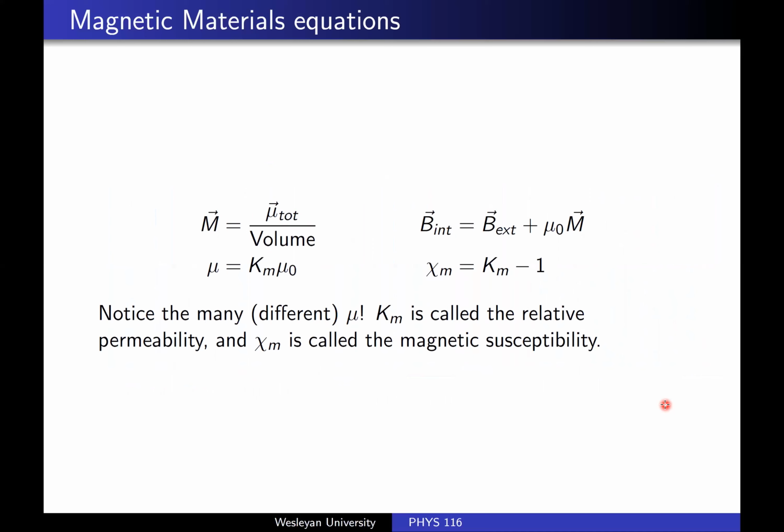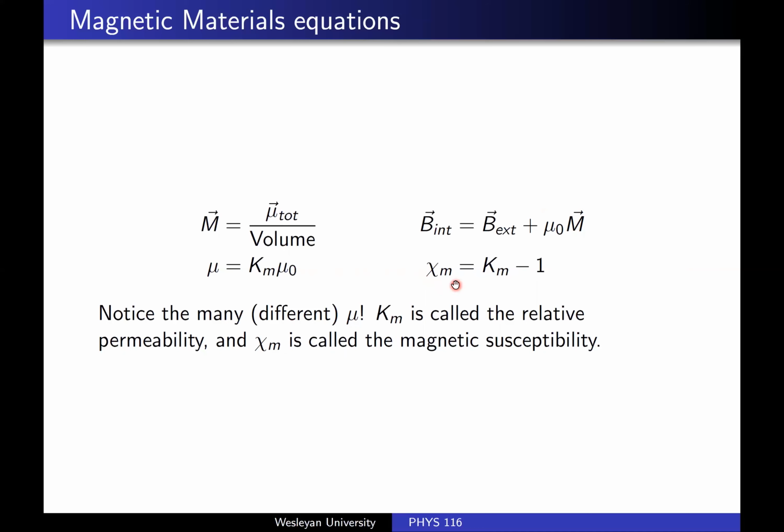There are several relations used to describe magnetic materials and their responses. Here are a few. First of all, magnetization is the total dipole moment of the material divided by its volume. So it's the density of magnetic dipole moments. B internal is equal to B external plus mu naught times the magnetization. So B internal is a sort of total B field caused by both the external field plus the contributions of the material's dipoles.